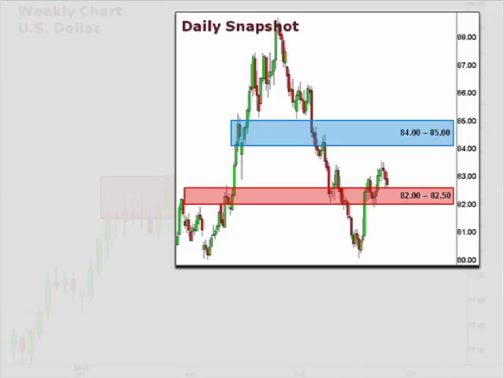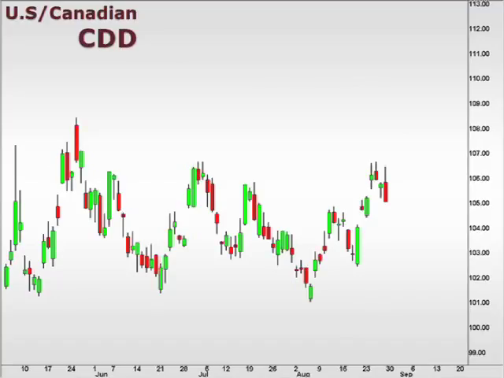Now, a quick look at a daily snapshot reflects the support level coming in approximately at that 82.5 level. Now, we need to see the index hold above 82.5 to support any near-term extension into that 84-85 box.